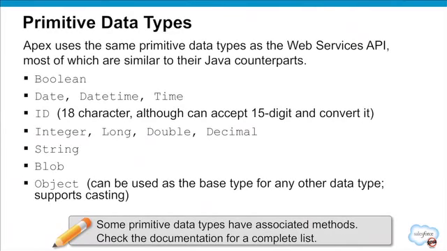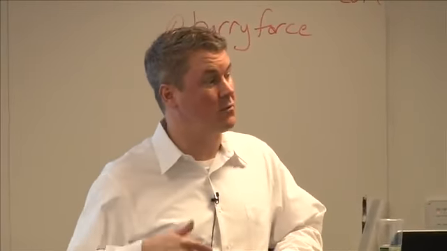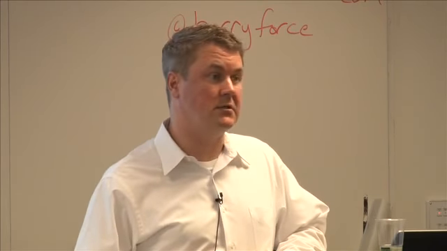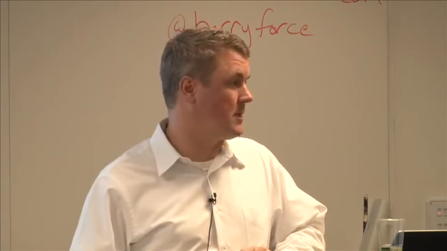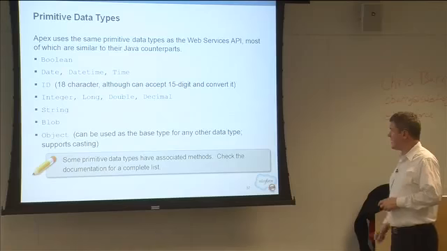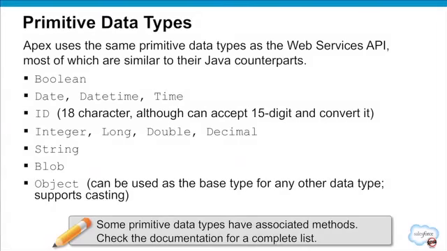What are the basic primitive data types? Well, you got Boolean, you got your date and your timestamps. There is ID. ID is implicitly convertible into strings and vice versa. ID is a very important data type in Salesforce because it represents the primary keys, and also, for that matter, the foreign keys of the records within the Salesforce database. Integer, long, double, and decimal are different forms of numbers. String, binary, large object blob, and then object.